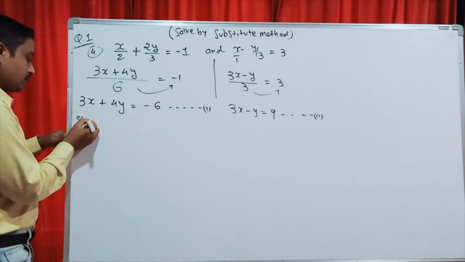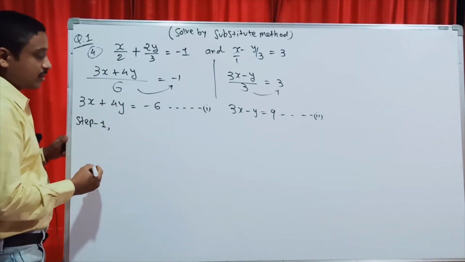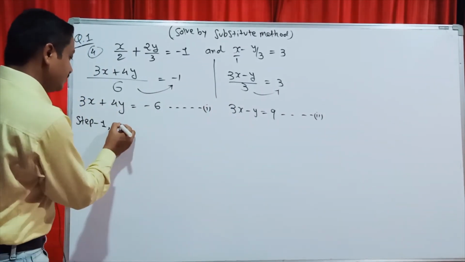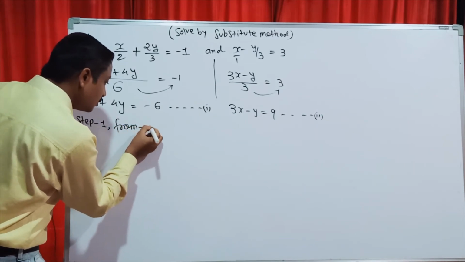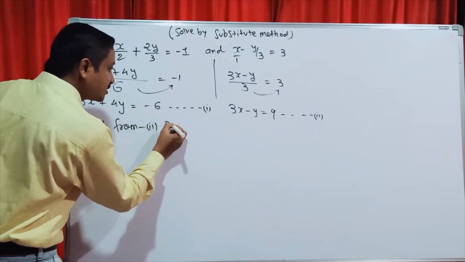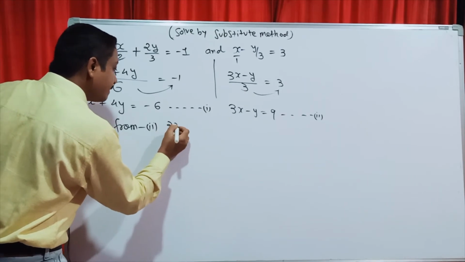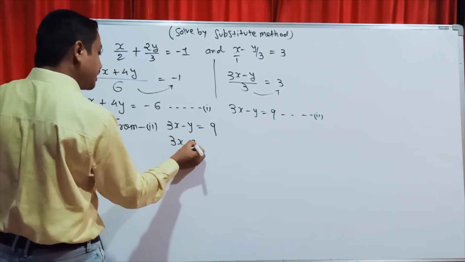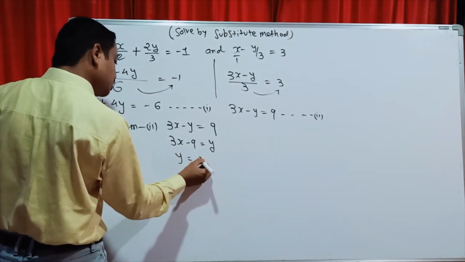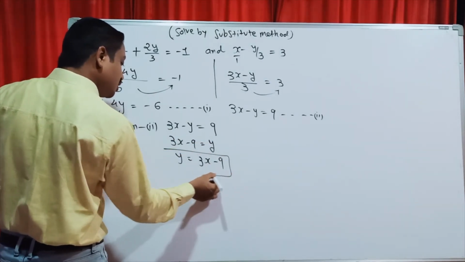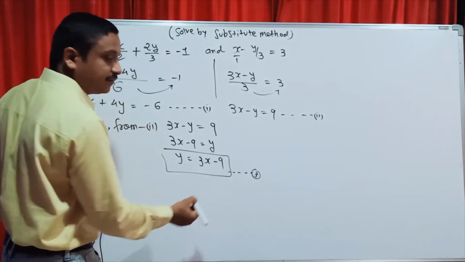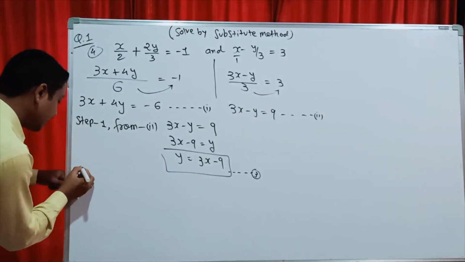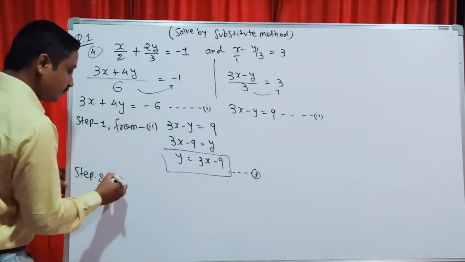So step 1. Utilize any one equation, either first or second. I think the best way is the second. So from 2, I start with 3x minus y is equal to 9 and separate the y value. 3x minus 9 is equal to y, so y is equal to 3x minus 9. And students, this you easily get as equation number 3. So go to the second step, step 2.